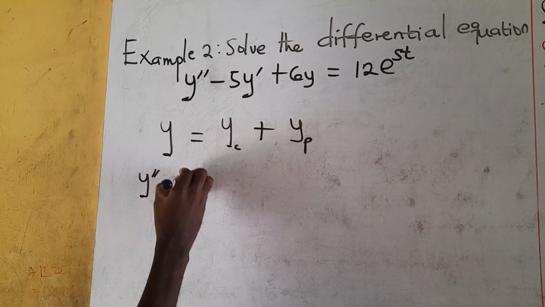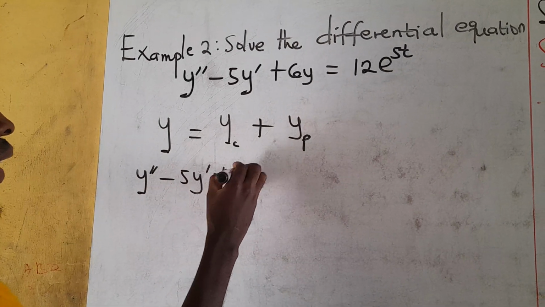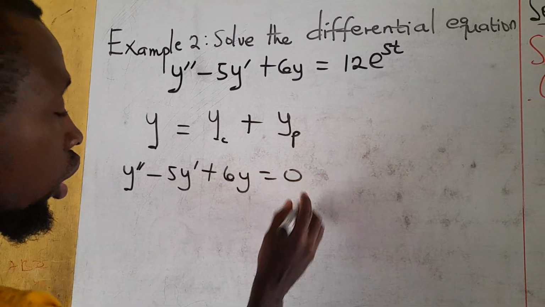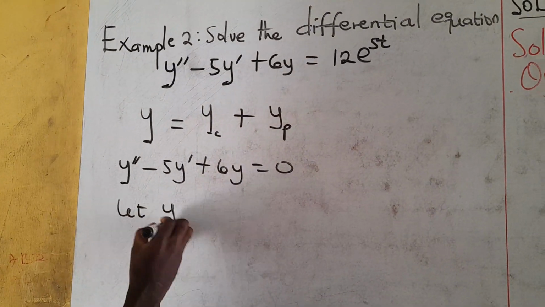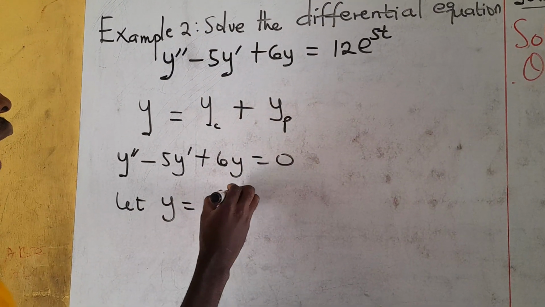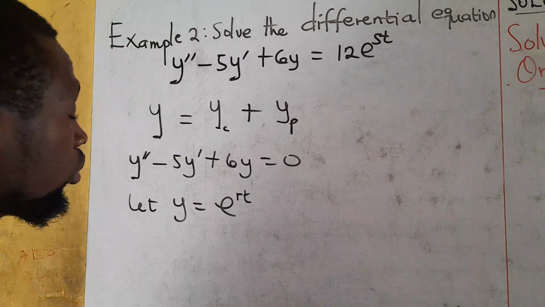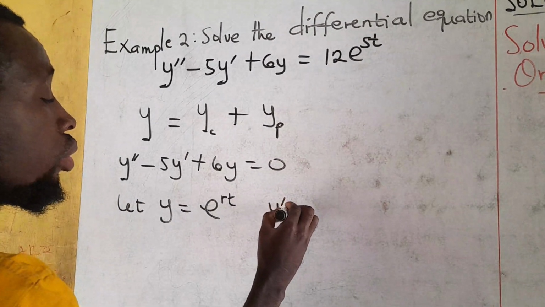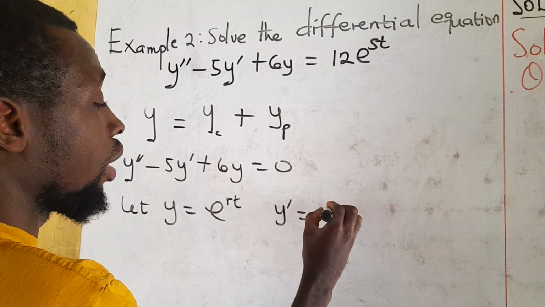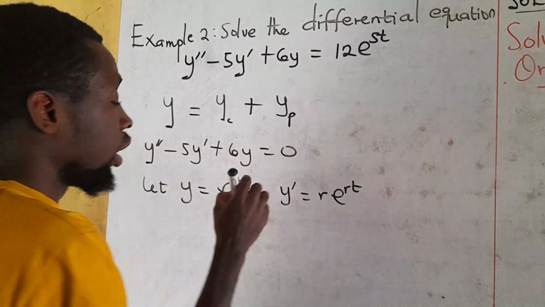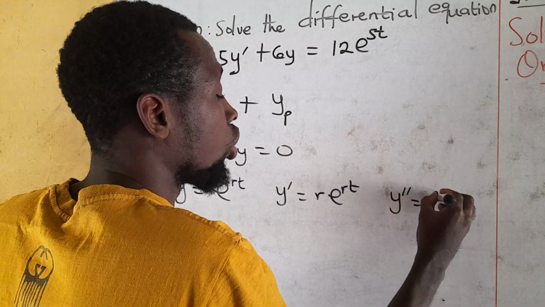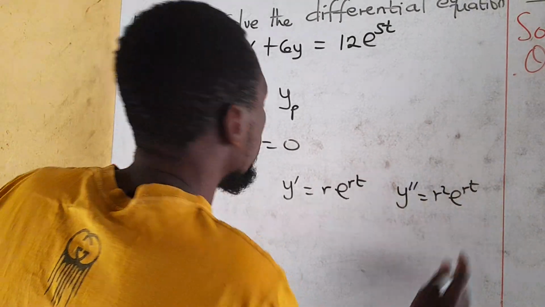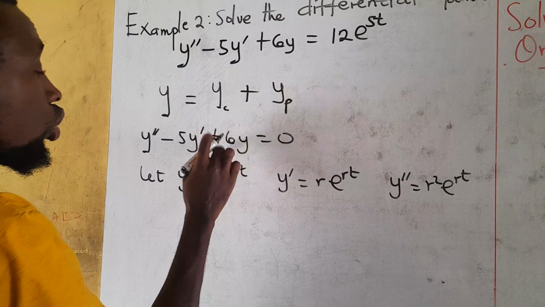So what is the homogeneous side? Our y'' - 5y' + 6y should be equal to 0. That makes it homogeneous. So we let y be equal to e^(rt) in this case. Our y' will be equal to re^(rt), the differential of this function. Then y'' will be equal to r^2 e^(rt). However, we substitute this into this.